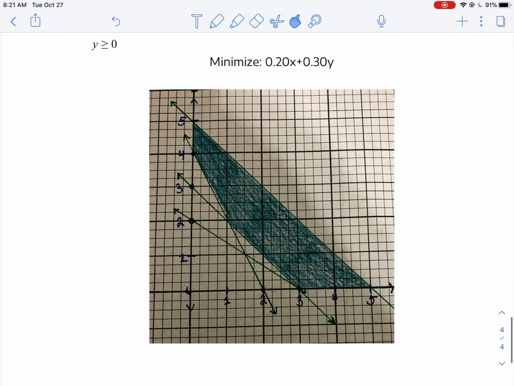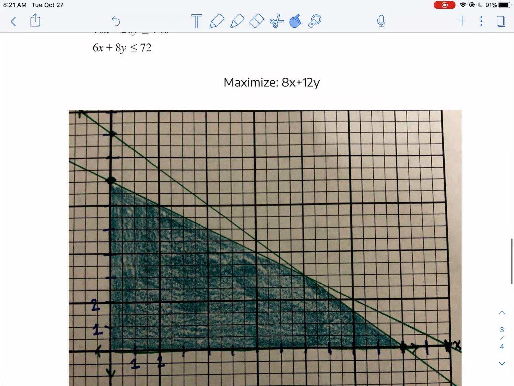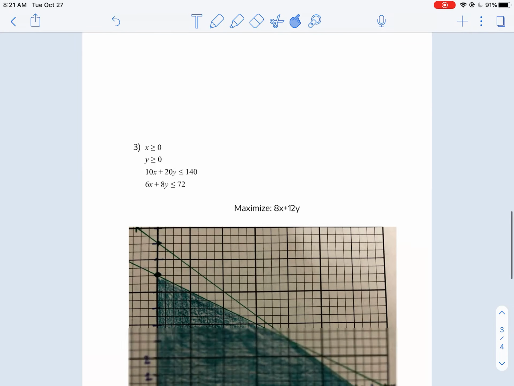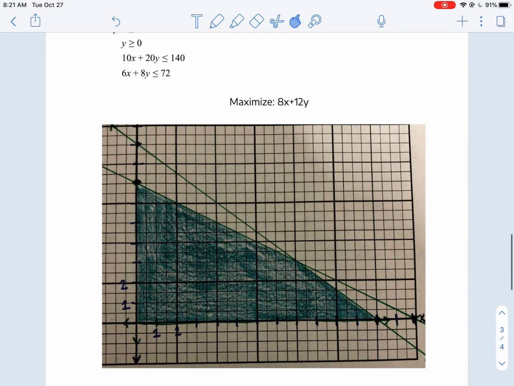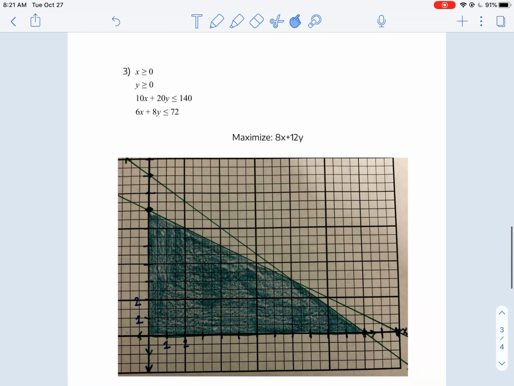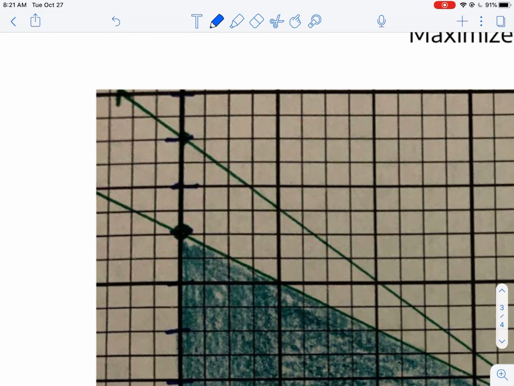Now, this one has 4 points, and this one has a few more. We'll try one with 4 points. Okay, so again, we were given a system of inequalities. It's already been graphed for us. This is the function we're working with, 8x plus 12y. So I'm going to identify my ordered pairs.